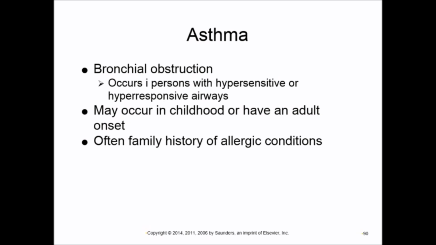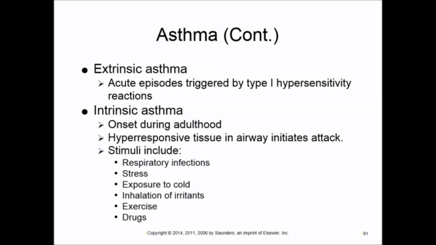Asthma. This is bronchial obstruction. The most important thing: which part gets obstructed? It's the bronchi. Bronchial obstruction. And those people are usually hypersensitive, their airways are hyperresponsive. It can occur in children or adults, and usually those people will have some sort of allergy.